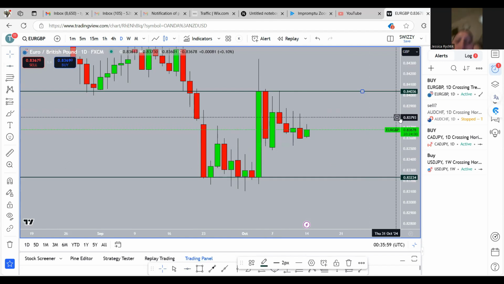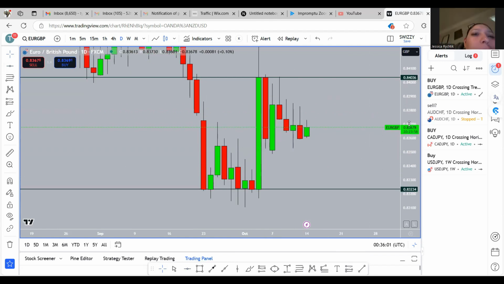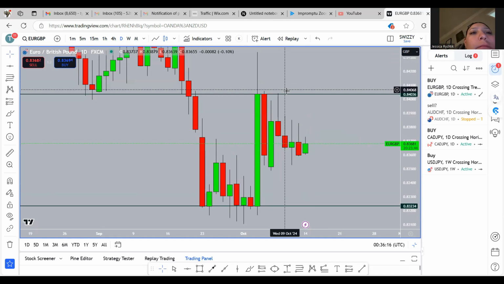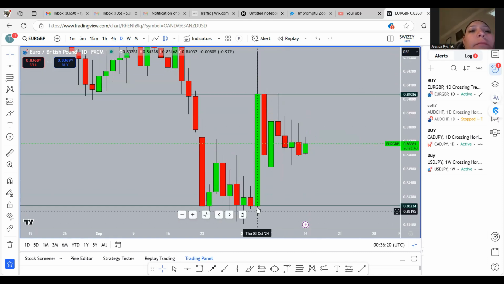So if you notice, you've got the body of the candle, this bullish candle, which is this long green part. Then you've got the wick. So this means it started here, went down to here, then shot all the way up to here, came down here, and closed right here. So why is that important?